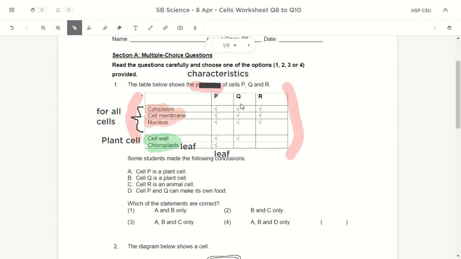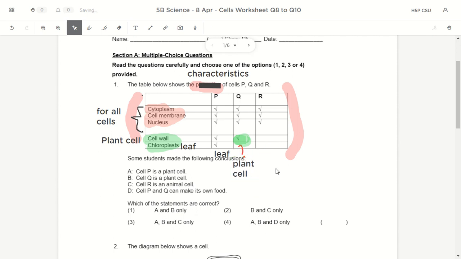Then I look at Q. It has these three basic ones, and then has a cell wall but doesn't have chloroplast. Having a cell wall means that it's definitely a plant cell. So for Q, I know it's definitely a plant cell, but I don't know which part of the plant. It might be from the roots, stems, flower, or fruits, I don't know. But I know that it is definitely a plant cell. I'm going to put it over here.